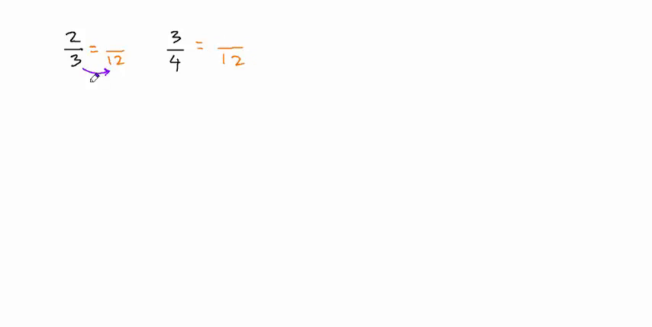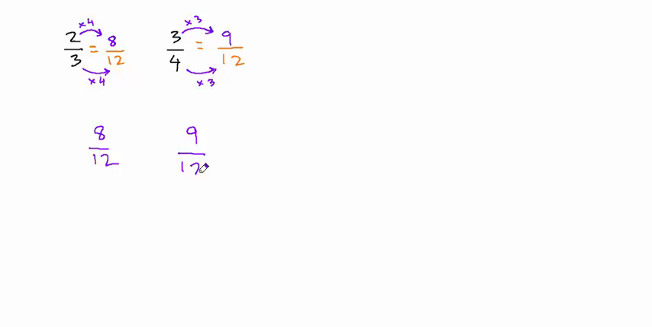3 times 4 is 12. Therefore you want to multiply 2 by 4. And that's 8. Similarly, 4 times 3 is 12. And therefore you want to do 3 times 3. So this is 9. So essentially the fraction 2/3 and the fraction 8/12 are the same. So if you want to compare 2/3, you can replace that with 8/12 and replace 3/4 with its equivalent fraction, which is 9/12.